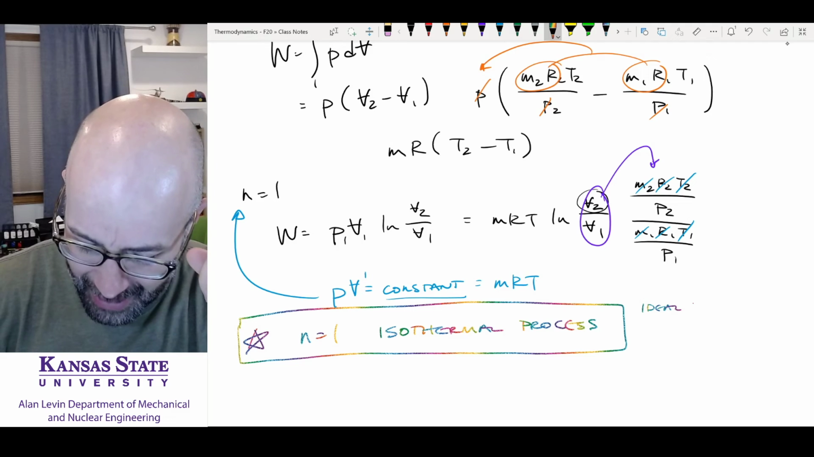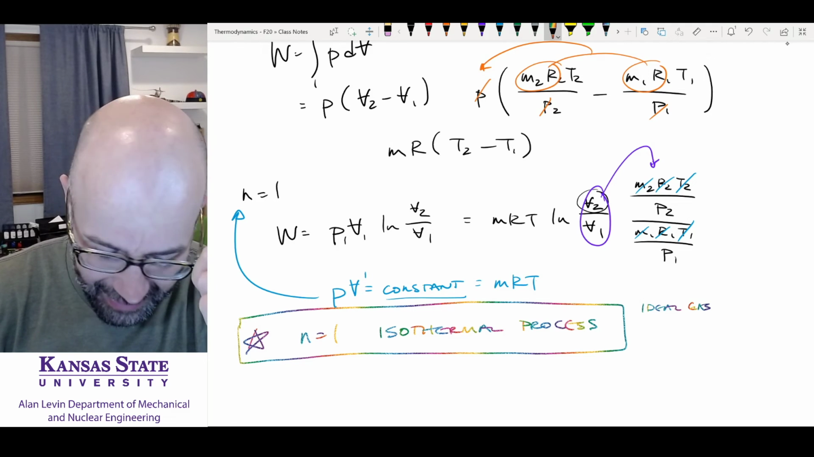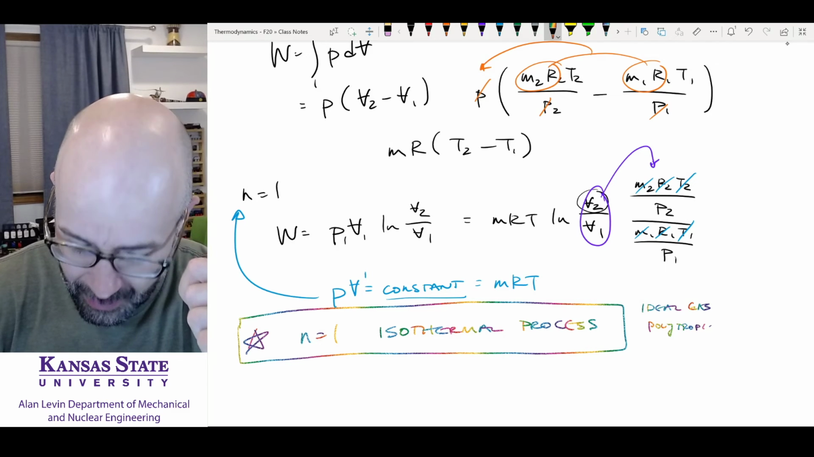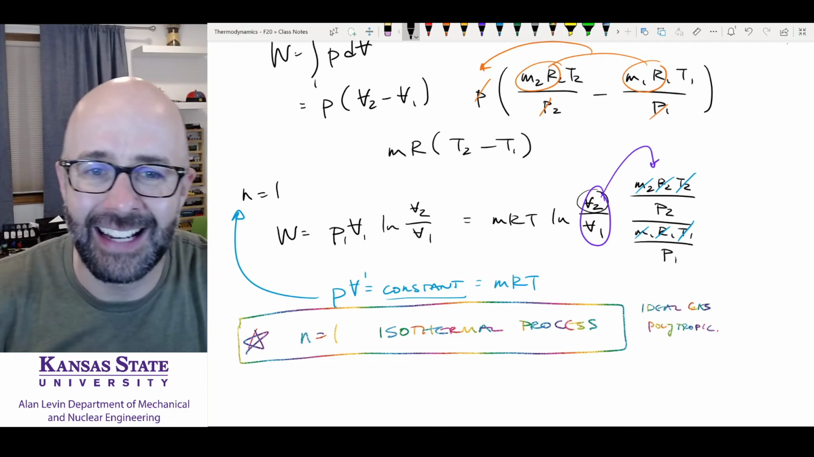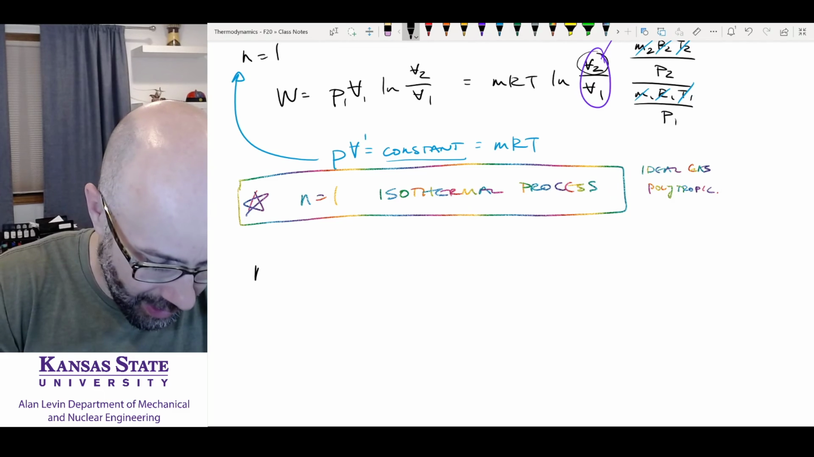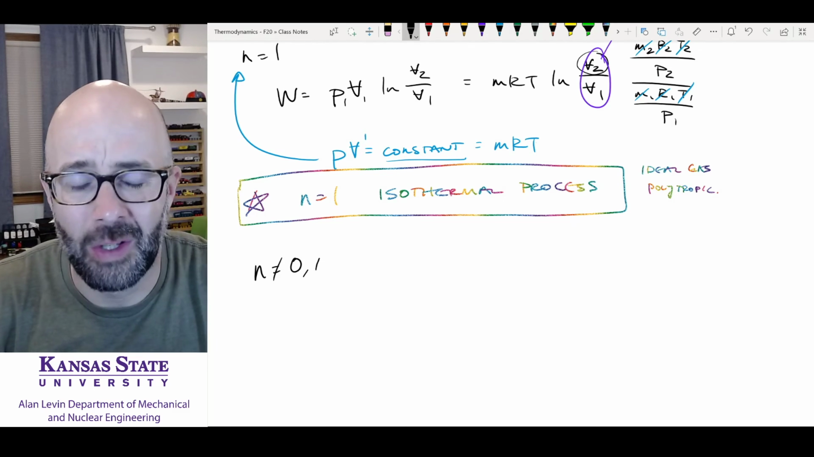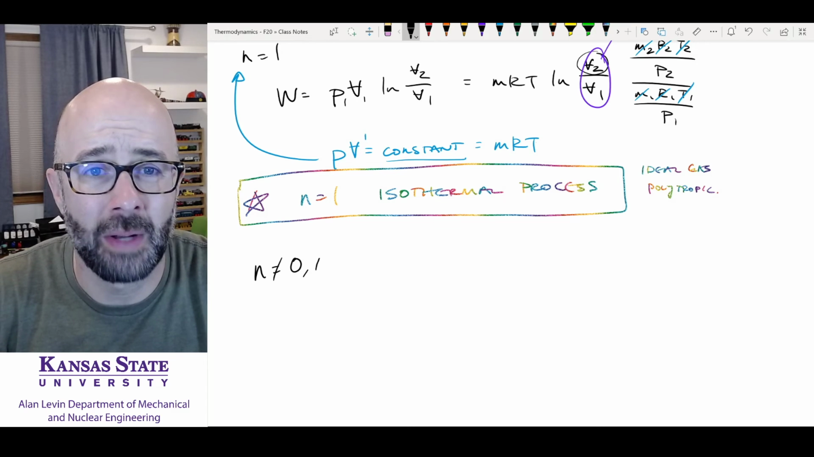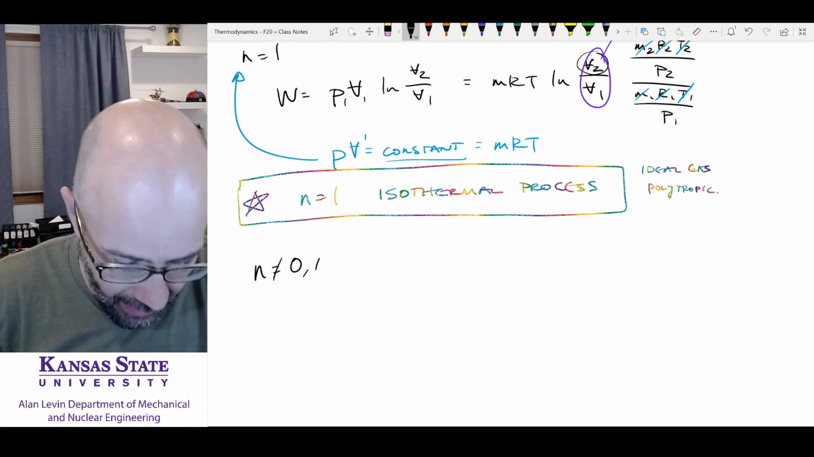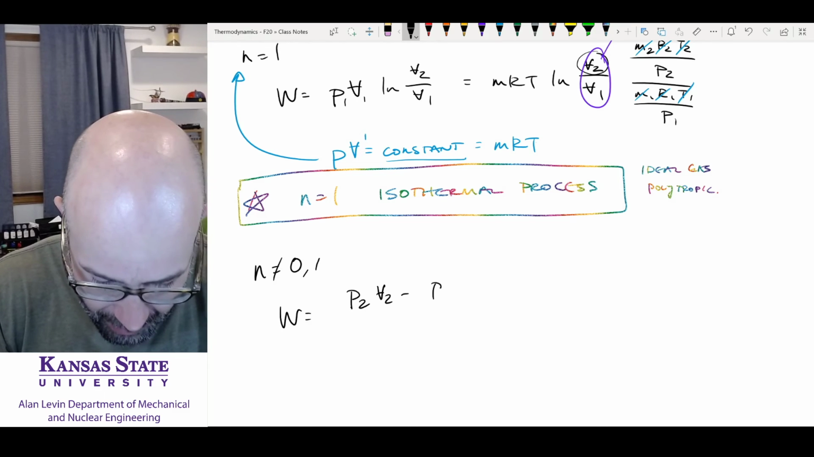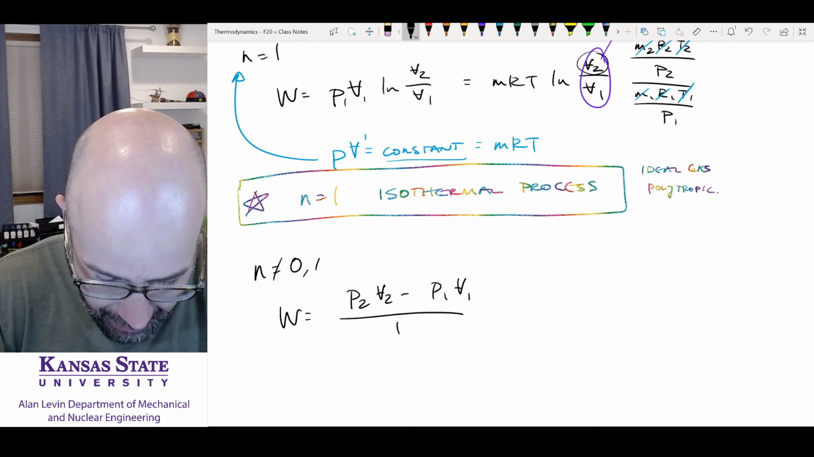Okay, so this is ideal gas and polytropic. Okay, last thing. What happens if n is not equal to 0 or 1? n equals 0 means it's constant pressure, and 1 means it's isothermal. We have that work is equal to P2V2 minus P1V1 all over 1 minus n.